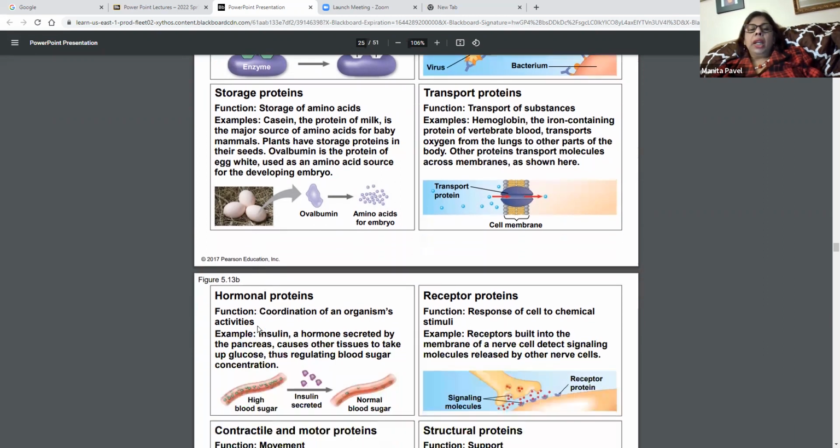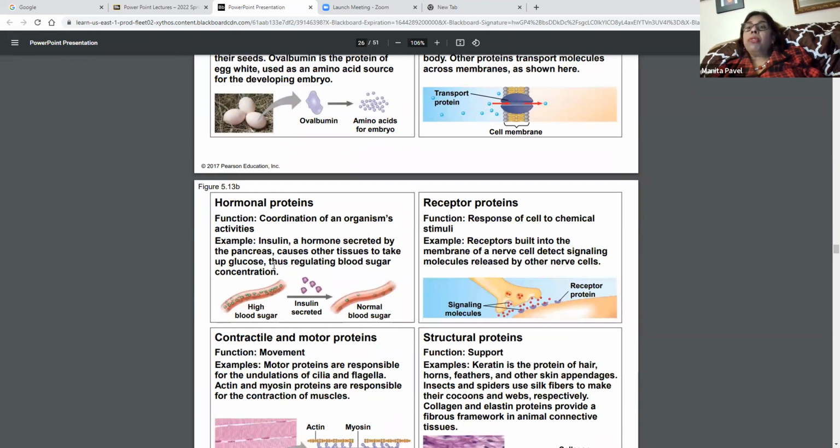Let's look at hormones. Proteins also function as hormones. They act as hormones in the coordination of an organism's activity. Classic example, insulin. Insulin is the hormone that is secreted by our pancreas. It causes other tissues to take up the glucose, thereby regulating the blood sugar level, or the concentration of sugar in the blood. So you have insulin being secreted by the pancreas in order to maintain the blood sugar level.